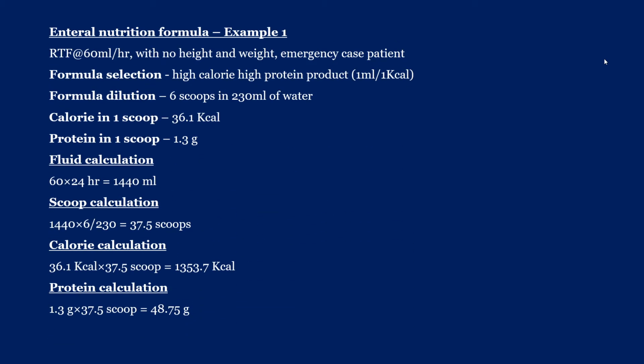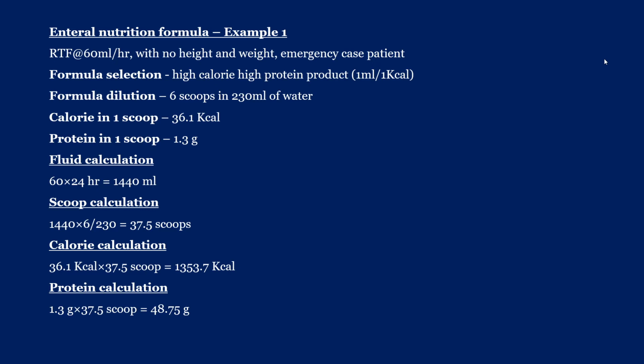Let's see an example for enteral feed calculation. In an emergency case, the RT feed started at 60 ml per hour. First thing needed to consider is formula selection. Second thing will be dilution factor. Third thing, calorie calculation and protein per scoop.